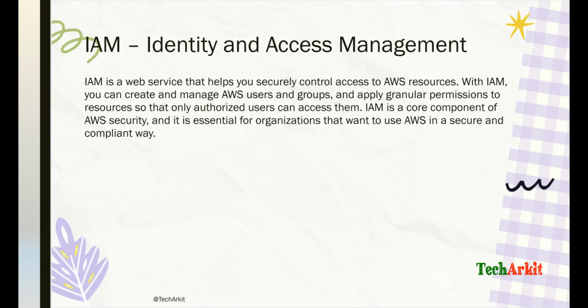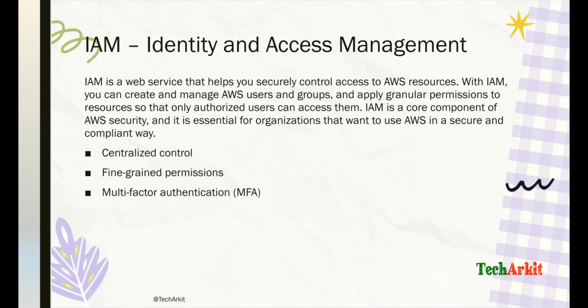IAM is a core component of AWS security and it is essential for organizations that want to use AWS in a secure and compliant way. That's the IAM goal. It provides centralized control, where you can control everything from a single interface. Then fine-grained permissions: whatever permission level the user needs, you can control the permissions at that level, or granularly provide the permissions to that particular user. That's called fine-grained permissions.